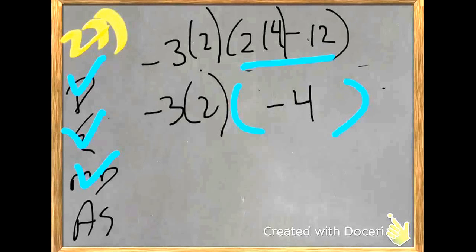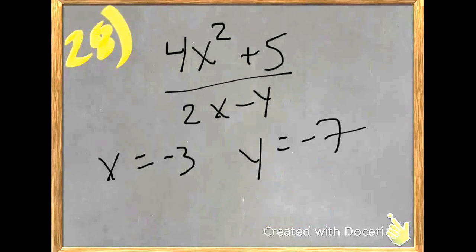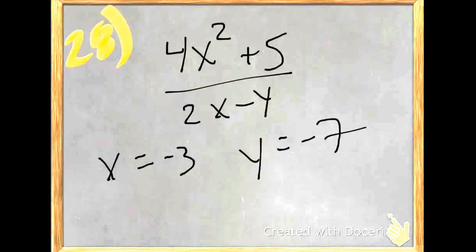So a negative times a positive is still negative. A negative times this negative would make it positive. 3 times 2 is 6, times 4 is 24. Okay. Oh, I forgot to make sure, yep, that was right. Forgot to check my answers on that one. All right, number 28.